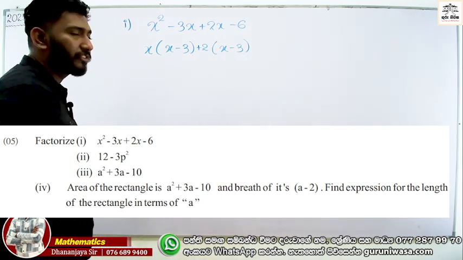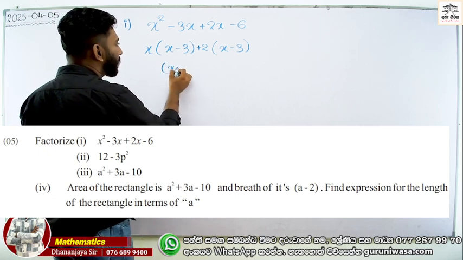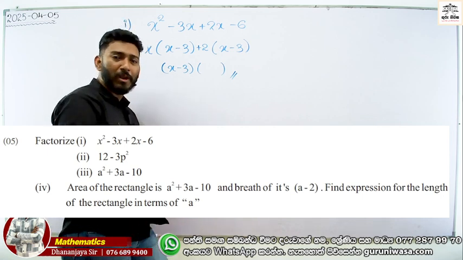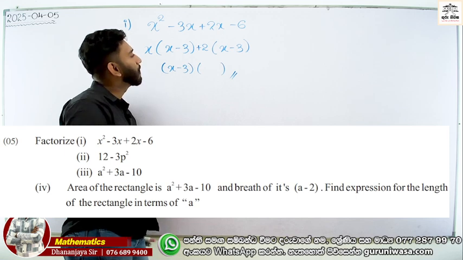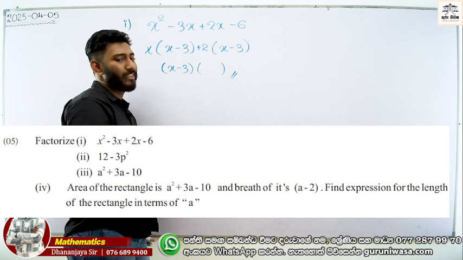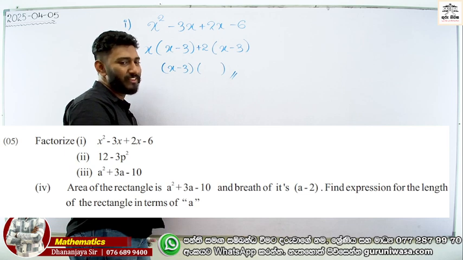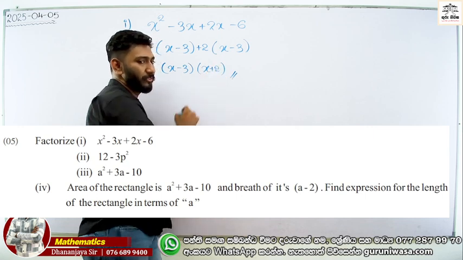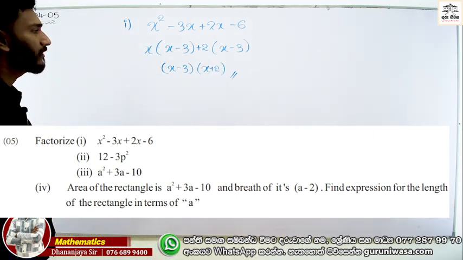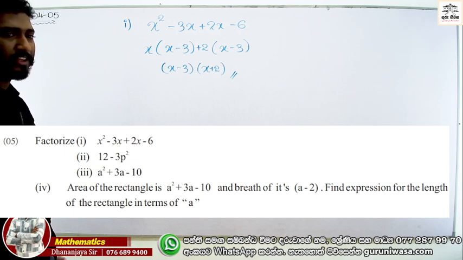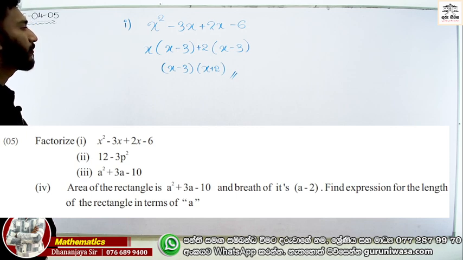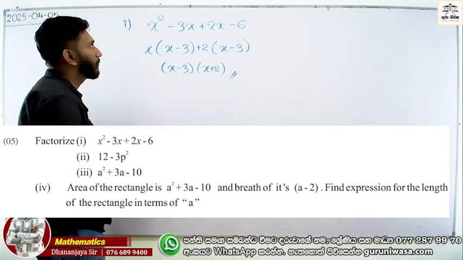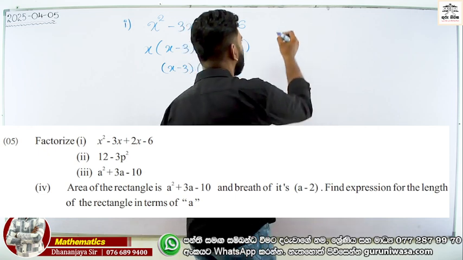Now what are the factors? X minus 3. And what is the next factor? ඊළඟ කියමු බලන්න. හැමෝම. What is the next one? X plus 2. Very good. X plus 2. Right? Very good. And this is the answer. X minus 3 and X plus 2. Right. Okay. X minus 3 and X plus 2. Right. Second one.